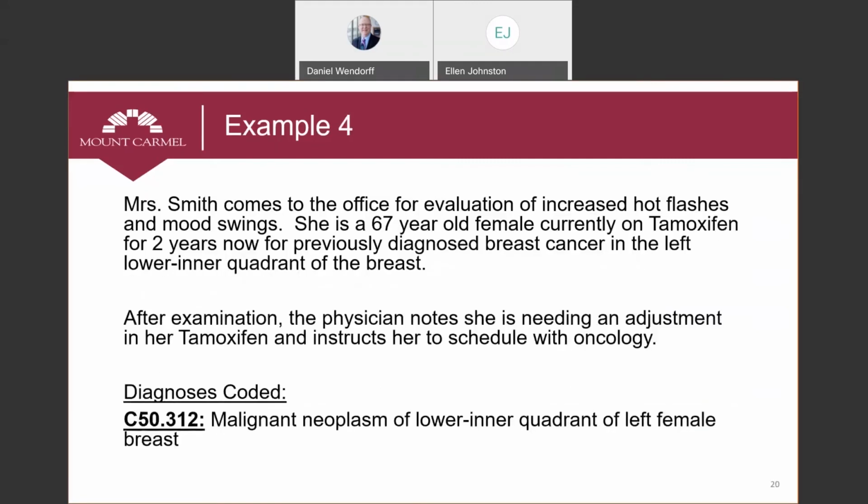Our last example is Mrs. Smith, who is being seen for increased hot flashes and mood swings. She is a 67-year-old female currently on tamoxifen for the last 2 years for previously diagnosed breast cancer in the left lower inner quadrant of the breast. After examination, the physician notes she needs an adjustment of her tamoxifen and instructs her to schedule with her oncologist. For this encounter, the code C50.312, malignant neoplasm of lower inner quadrant of the left female breast, would be the correct code choice.